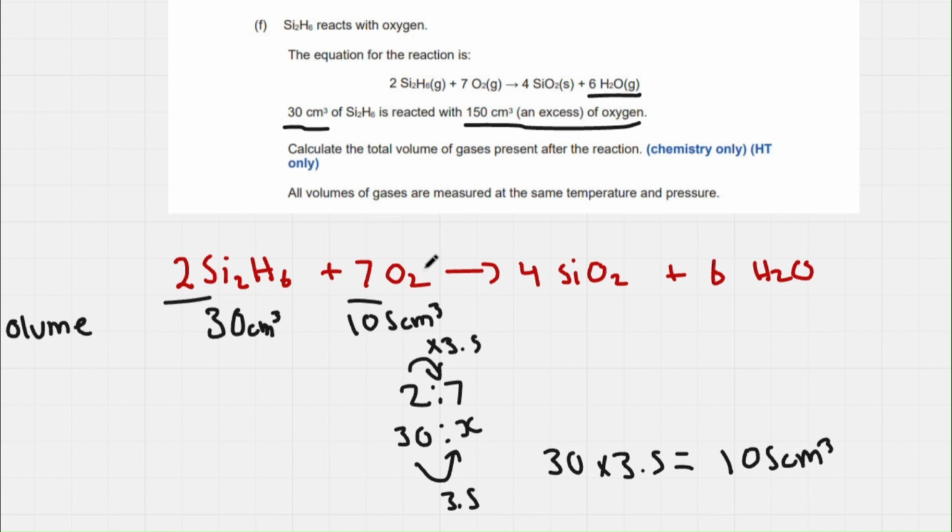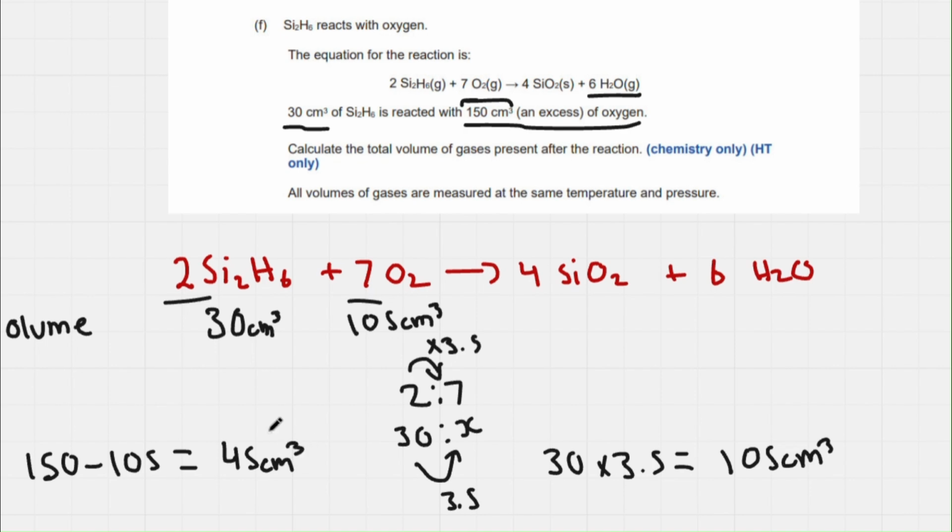Using this, we can work out how much oxygen is left after the reaction. How much wasn't used? By simply taking the 150 that we started with and minusing what is used. 150 minus 105 gives us 45 cm³ as what is left of the oxygen.